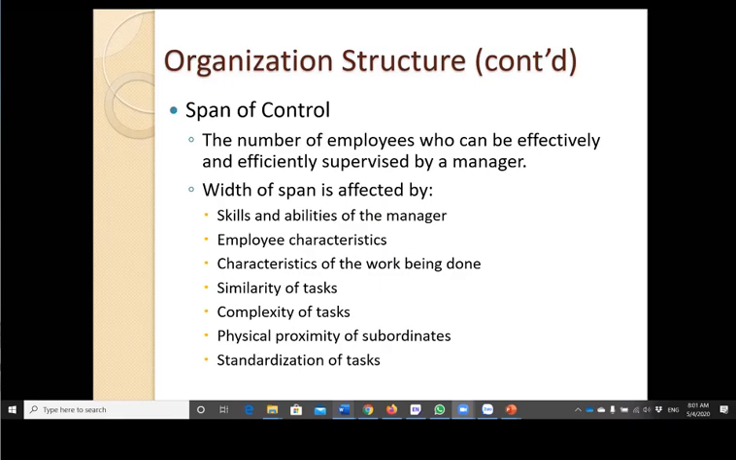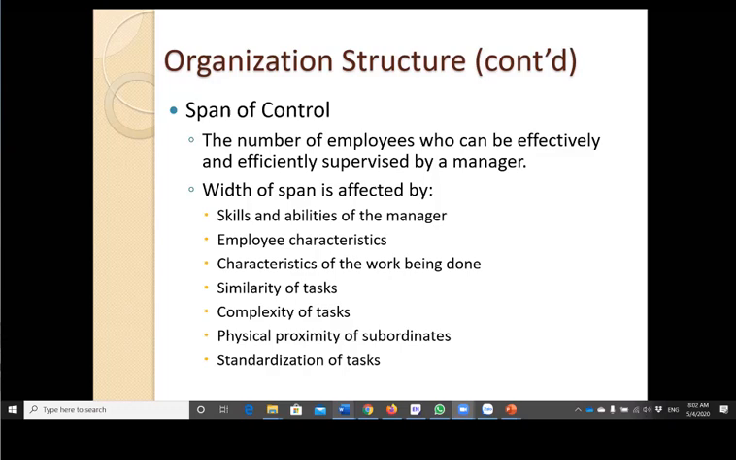You can manage more people. But if the work is more complicated, you will only have enough time and capability to manage fewer people, right? And the same for the similarity of tasks. If the tasks are similar, you may manage more people. If the tasks are different, it means more variance. It means you may need to spend more time on the variance. It means fewer people you can manage. It means the width of span is smaller, right?